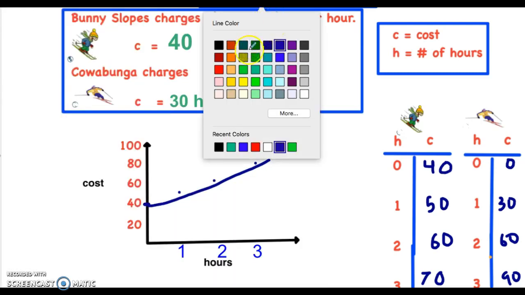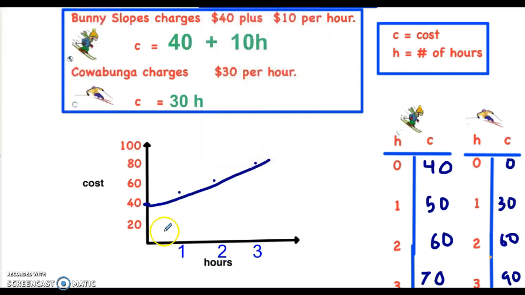What if we rent from Cowabunga? Well, Cowabunga was a little bit different. They don't charge you if you don't ski for any hours, but then their first hour is going to be $30. That's probably right around in here. Their second hour will be $60, so probably right around in here. And their third hour is way up to $90. So I think you can see it's a little bit steeper, right? And at 2 hours, the cost is the same, whether you rent from bunny slopes or Cowabunga. That's all for now.